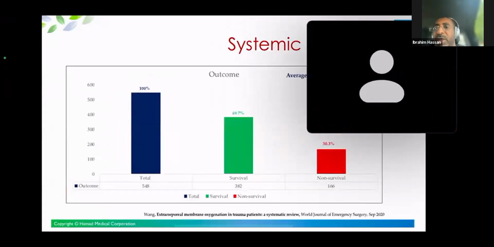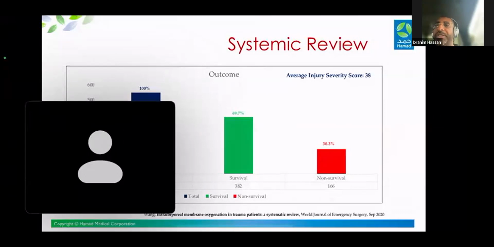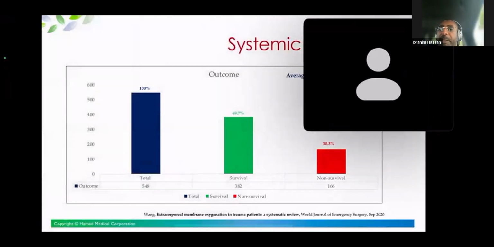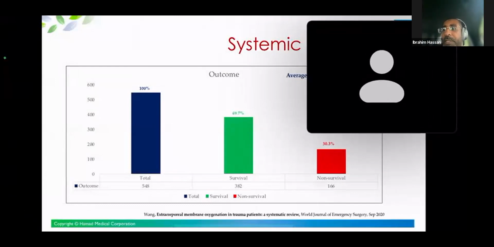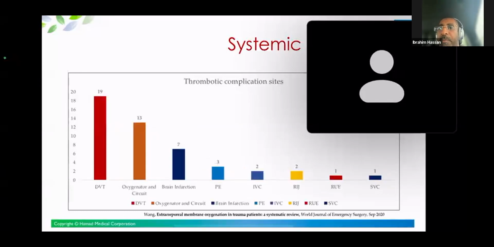Survival is astonishingly good, close to 70%, with an average injury severity score of 38, which is a high number, but it obviously can be worse. Despite that, they have a good survival. Bleeding complication is there, we cannot deny it, but there can also be thrombotic complications, DVT being the most common, and oxygenator failure, which could probably be related to the team running a heparin-free circuit.